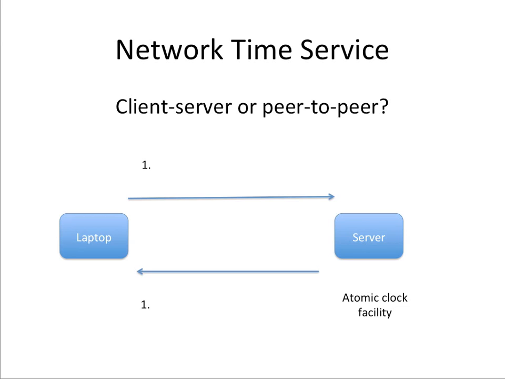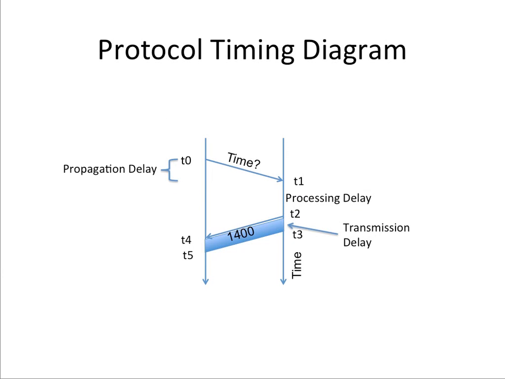So we need to send some type of message to the server, and the server needs to send some type of message back to the client. And is this a client-server or a peer-to-peer architecture? It's client-server, right? And here's what the protocol timing diagram for that particular application might look like. So what's the time? That's the first message that goes out. There is some propagation delay.